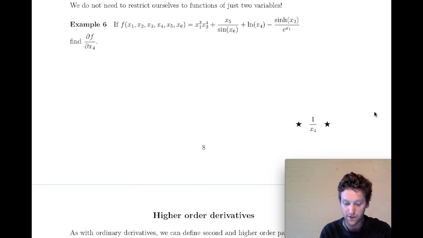And we're going to ask, what's the partial derivative of this function with respect to just one of those variables? What's the rate of change or the slope of this function of 6 variables in one direction? Now you notice that my function is x1 cubed, x3 to the power 4. That's the first part. It doesn't involve x4, so the derivative here is 0. The derivative of the next piece, again, doesn't involve x4, so that's going to be equal to 0.